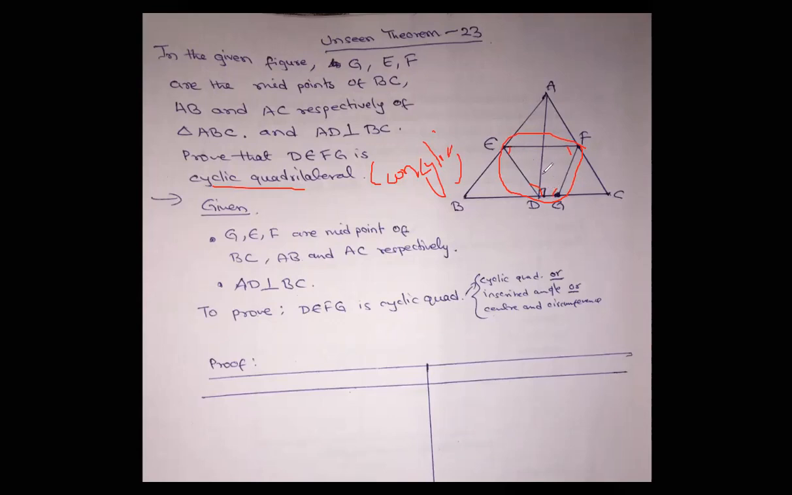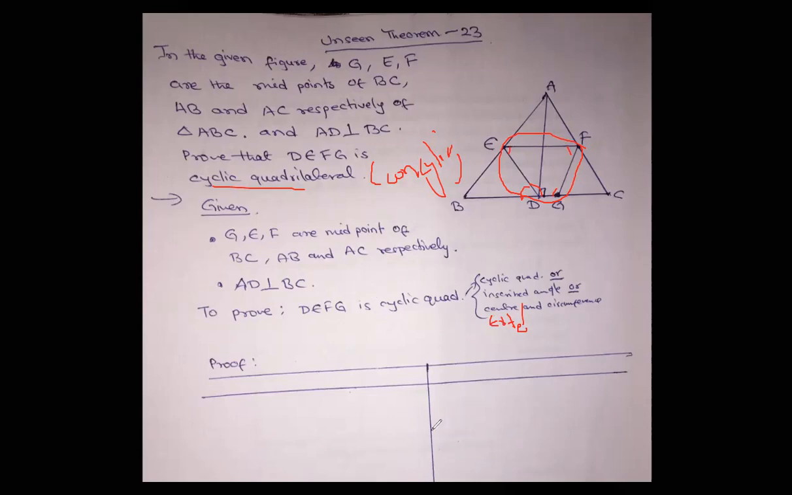If the sum of opposite angles is 180 degrees, we can say that they are cyclic quadrilateral. Otherwise, inscribed angles, if there is a butterfly shape, and the angles are equal to each other, then we can say it is a cyclic quadrilateral. Or if one angle is at the center and the next one is at the circumference, the center angle is double the circumference angle, we can prove it this way. Otherwise, we can go by the exterior angle: if the exterior angle and the interior opposite angle are equal to each other, then we can say it is a cyclic quadrilateral. So among these rules, we must prove one of them.